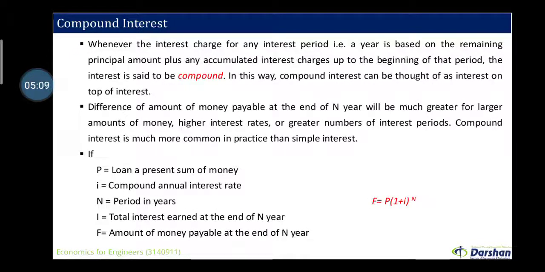Then after compound interest, what you call in Gujarati chakravruddhi vyaj. Whenever the interest charged for any interest period, such as a year, is based on the remaining principal amount plus any accumulated interest charges up to the beginning of the period, the interest is said to be compound.